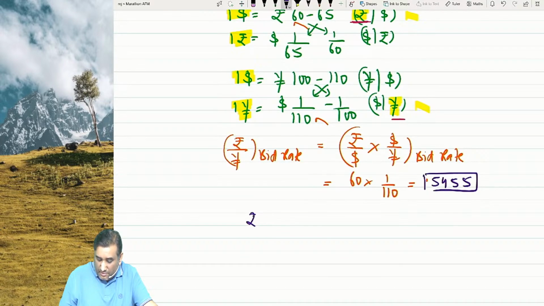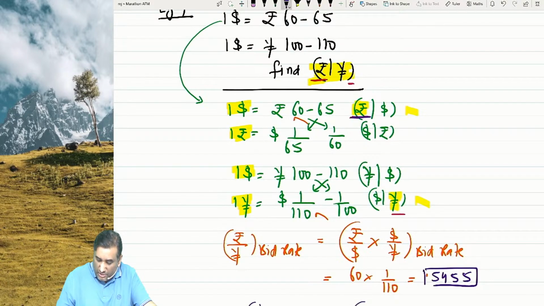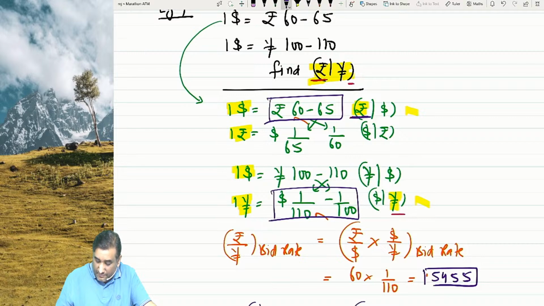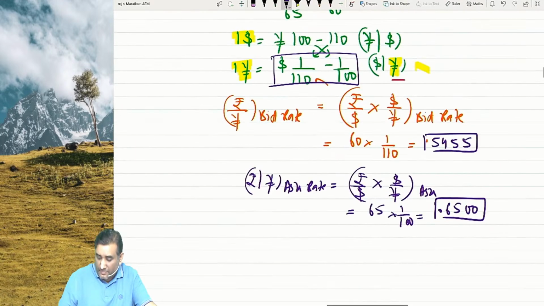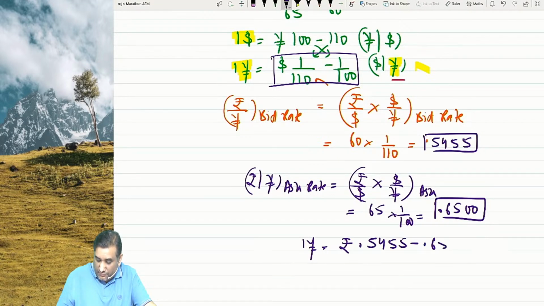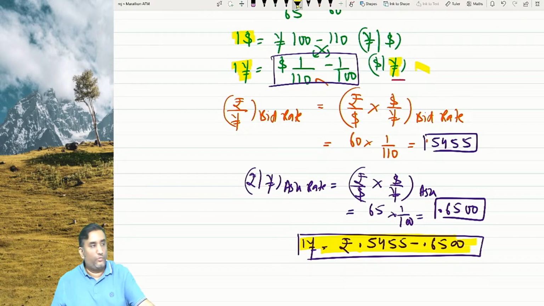Similarly, you multiply the ask rates, rupee by yen. Ask rate, rupee by dollar, is as good as A by B into B by C. It's simply 65, this is the first one. Rupee on the top, the first quotation, will multiply and the last one will multiply. 65 into 1 by 100. How much do we get? 0.65. I have 1 yen is equal to rupee 0.5455, 0.65.